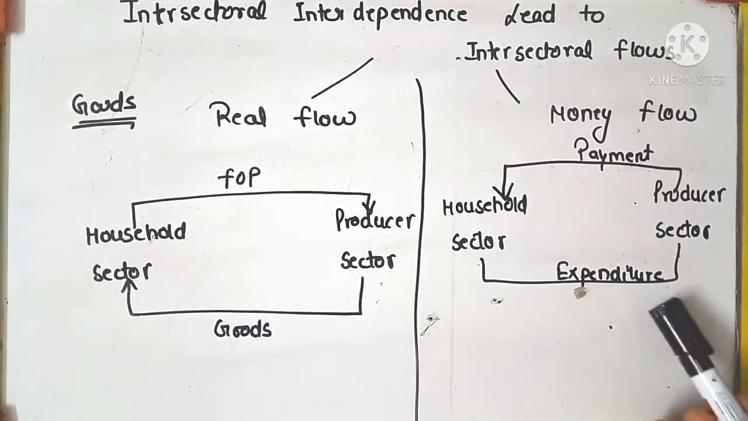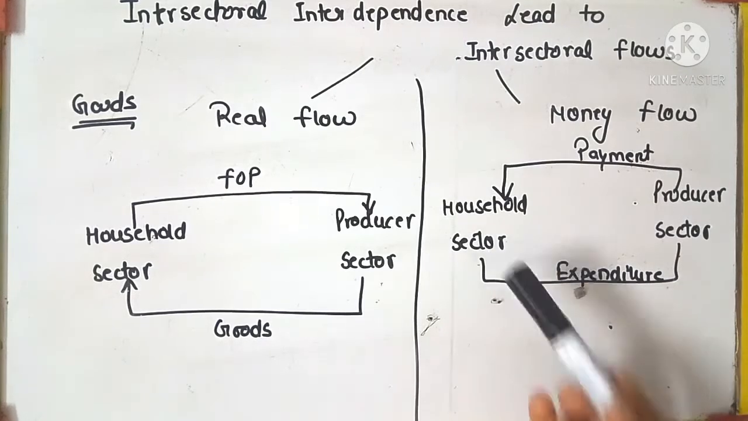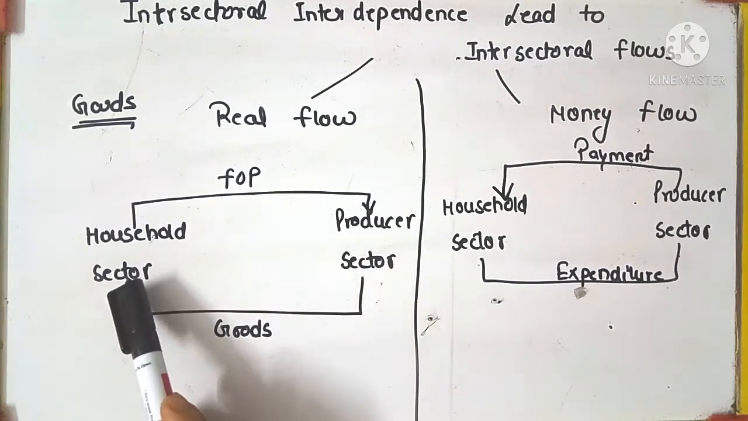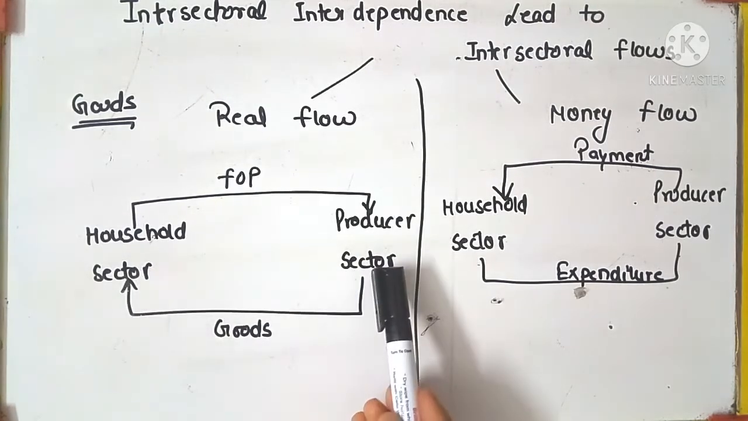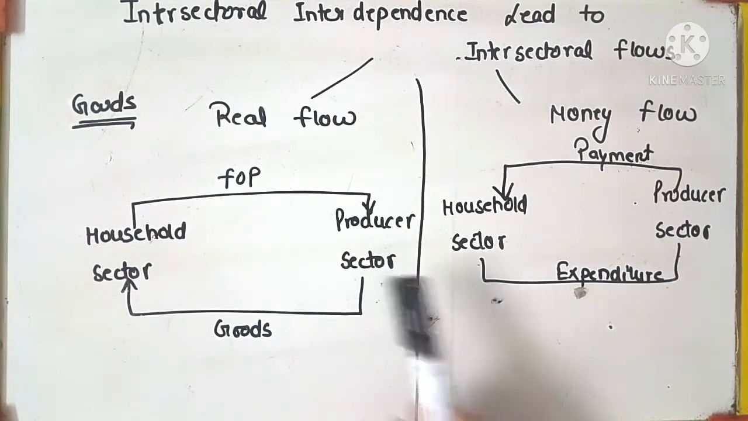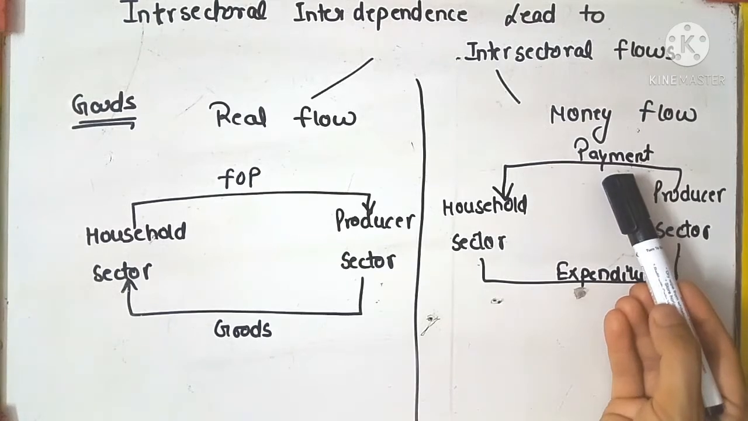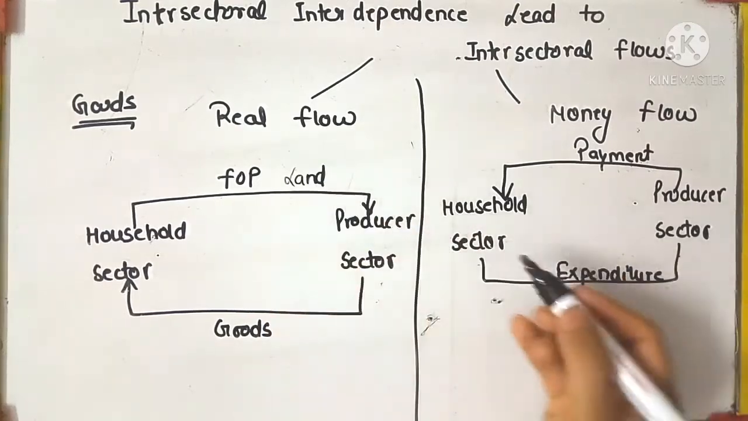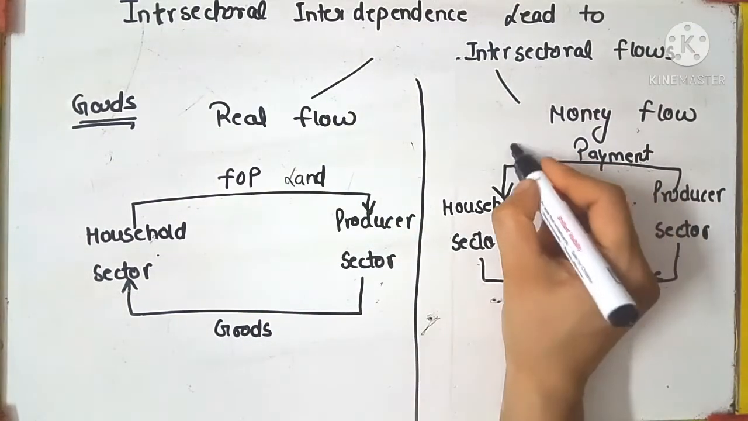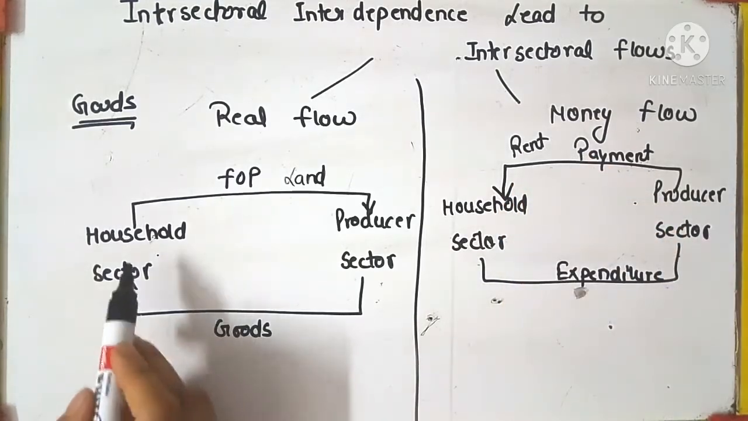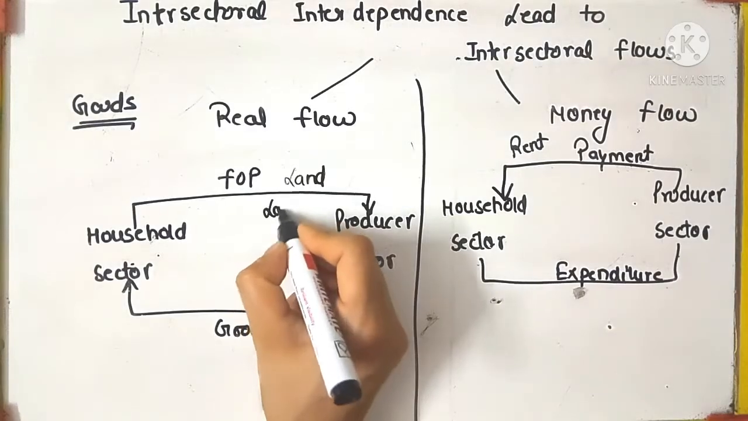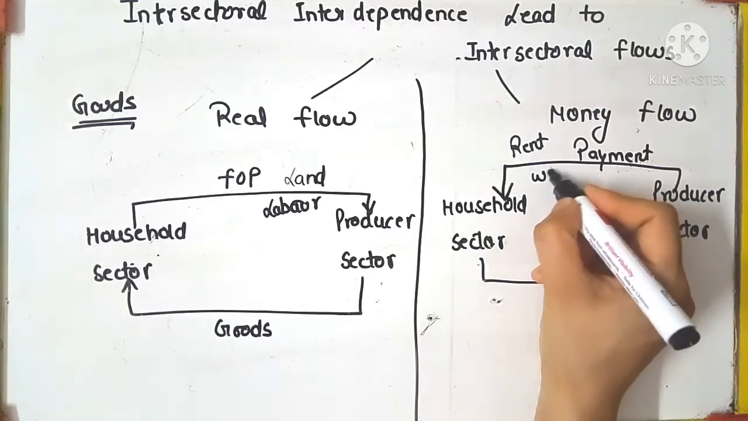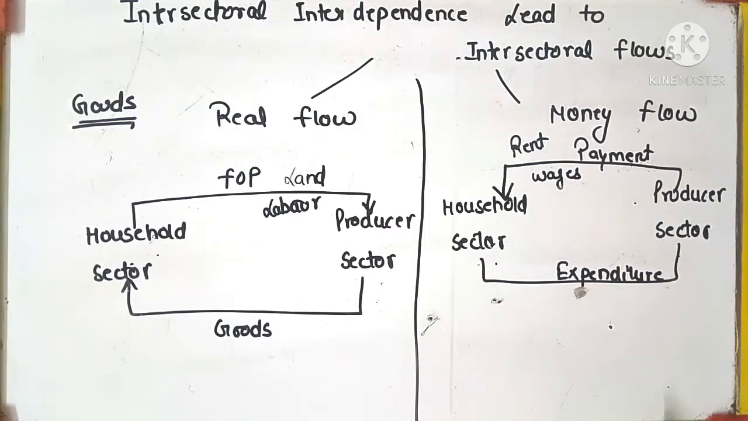Now the second thing: the household sector provides factors of production to the producer sector, and in return what is received by the household sector? They are providing something to the producer sector, and in return they are getting payment. If the household sector provides land, then they receive payment in the form of rent. Second example, if the household sector provides labor, then the producer sector pays wages and salaries to the household sector.